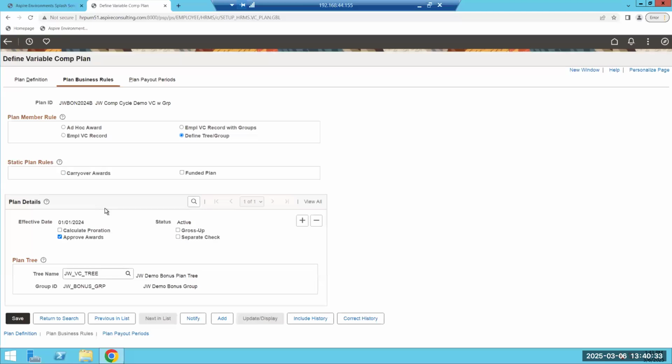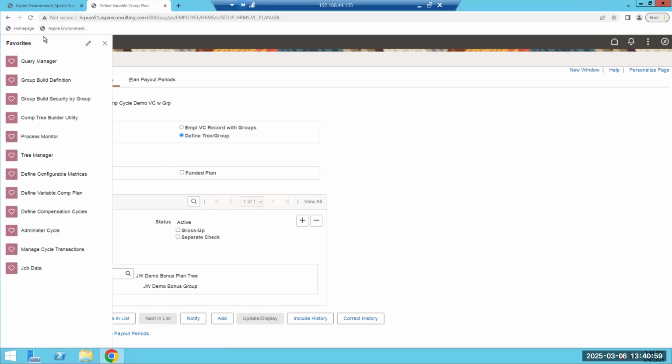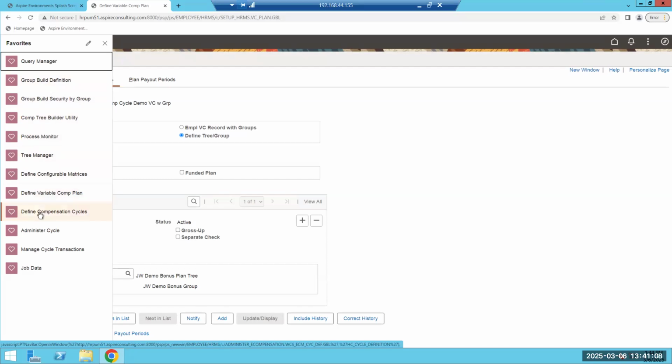Again, I don't want to delve too deep into variable comp because it's a whole complicated module on its own. But there are pages where we can define what our funding is, so what the percentage increase should be, or the percentage bonus amount should be, type of thing. And so we set that up. That pretty much gets us through all of the prereqs. So now we're to the point where we can actually take a look at, all right, how do we define the compensation cycle itself?